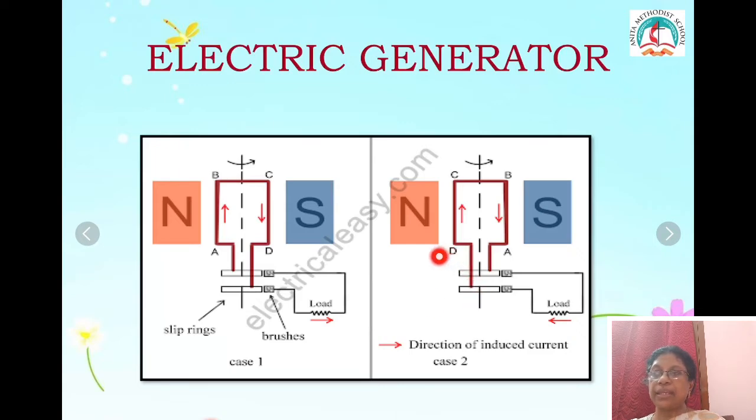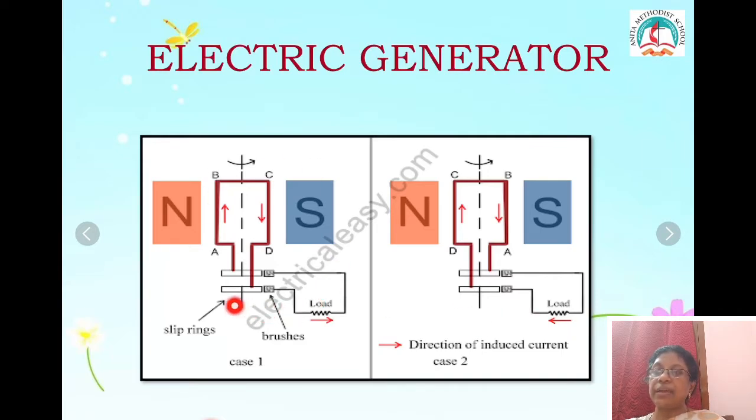In the second case, you see the current flows through DC and comes out through BA. It rotates in the opposite direction. BC goes up, AB goes down. So it rotates in the opposite direction. Now the current flows from B1 to B2 in the external circuit.